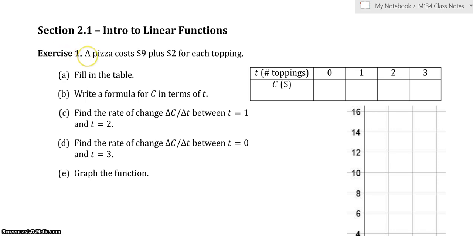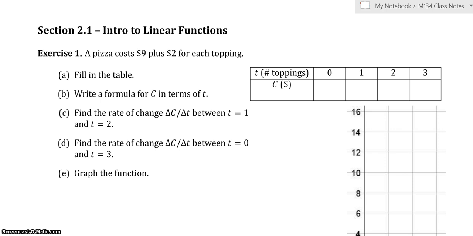Section 2.1 on page 28 of your class notes notebook is called the Introduction to Linear Functions. They start with an exercise that you can try if you want, but let's go ahead and do that together since it's the first exercise of the day. But you can pause at any time and try it first and come back.